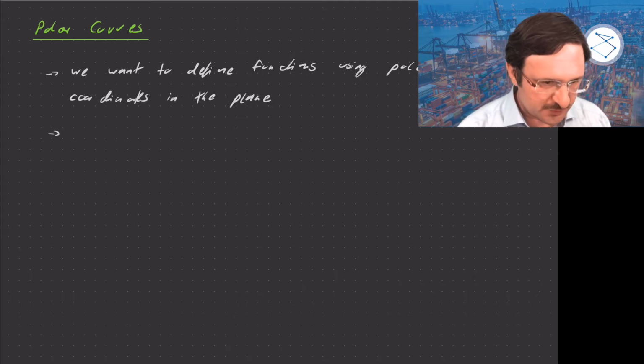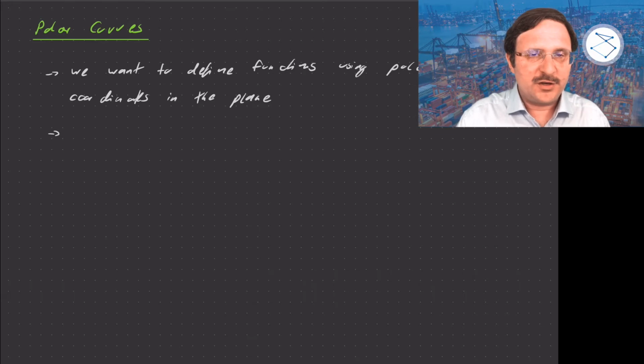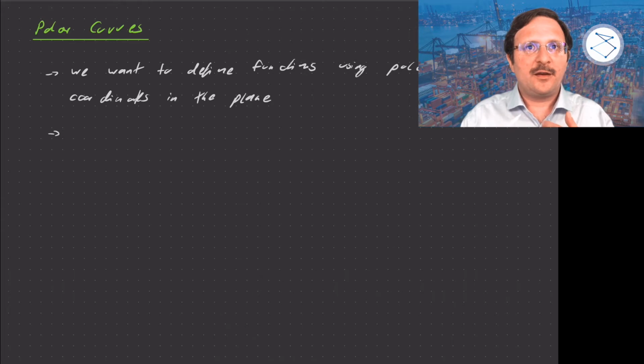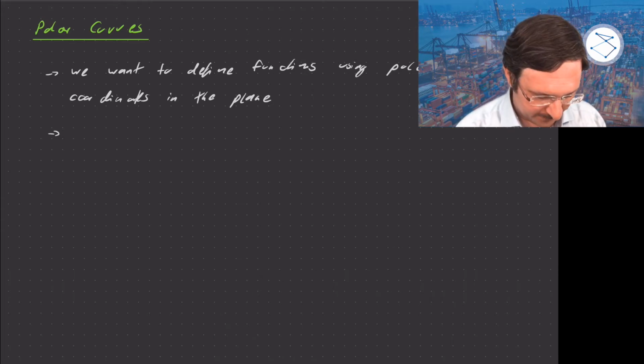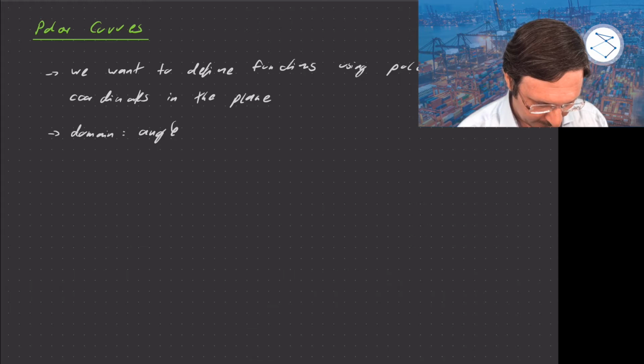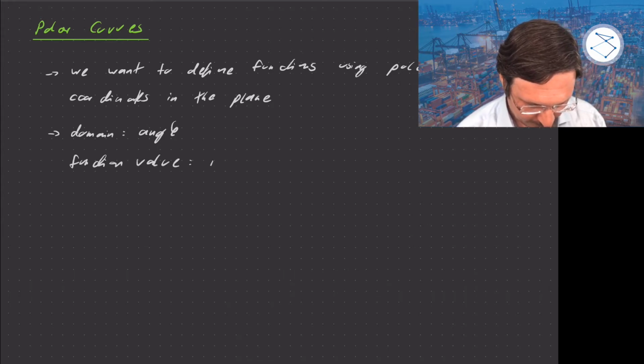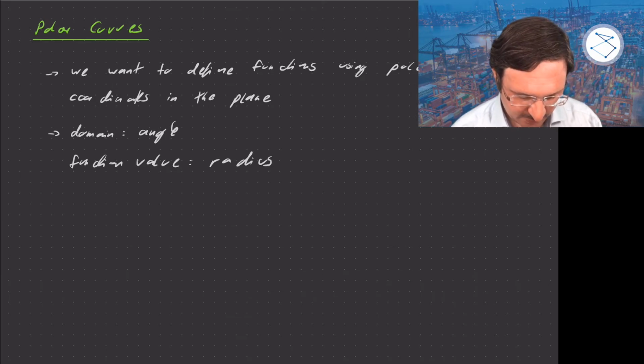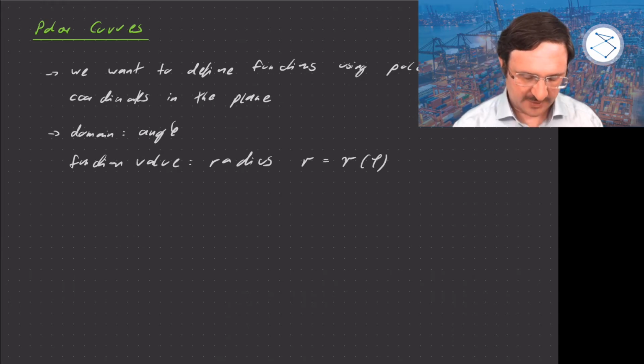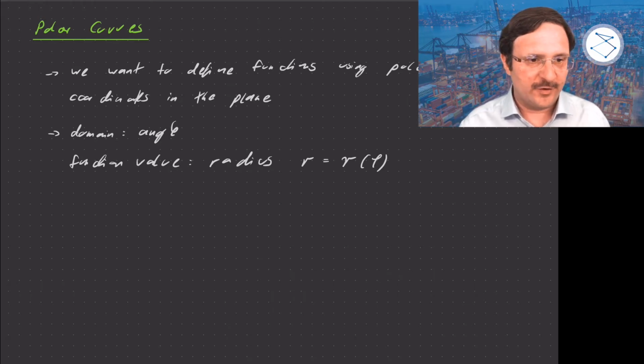So what we'll usually do is we'll use the angle as the domain of our function, and then the function value will be interpreted as the radius that is associated to that angle. And we'll usually use the notation the radius r is given as a function of the angle phi. So we write something like r of phi for the radius.